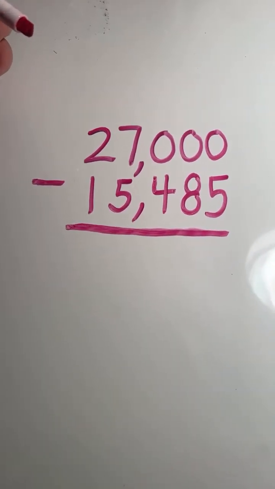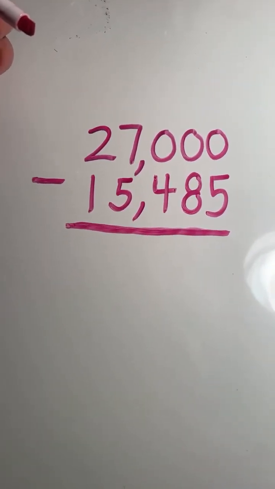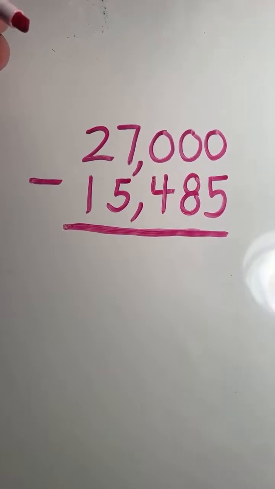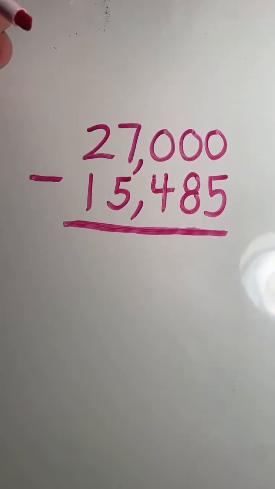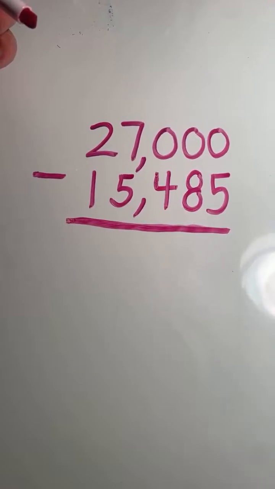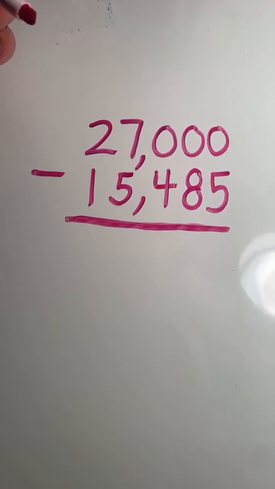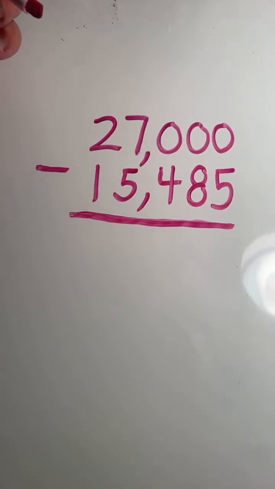So this live stream is going to focus on subtraction with regrouping, multi-digit subtraction with regrouping. Our first example problem is 27,000 minus 15,485. I'm going to go through step by step how to solve that problem.